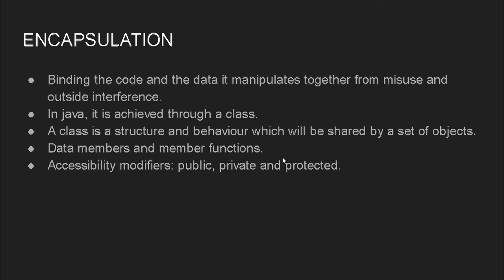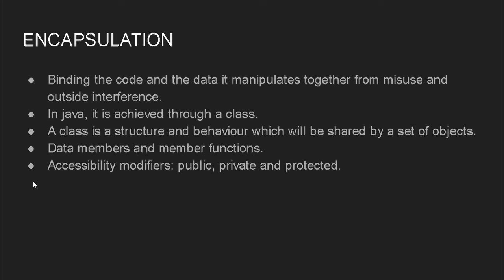So now, what is a class? That I have also defined here. It is going to be the basic structure or basic behavior which is going to be shared by a set of objects. So, what is an object? An object is an instance of a class, and a class is the blueprint of that particular object. It defines how that object is going to behave, how it is going to be structured, how it is going to look. So that is a class.